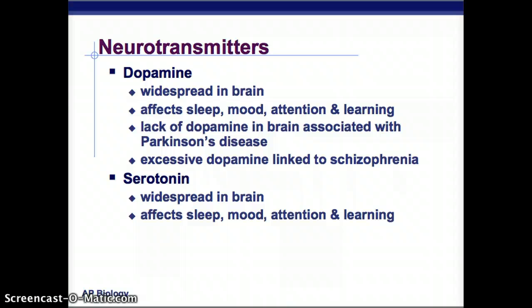Dopamine is widespread in the brain. It affects sleep, mood, attention, learning. If you don't have enough dopamine, then it could cause Parkinson's disease, and if you have too much dopamine, it could be that you have schizophrenia. There's also serotonin, which is widespread in the brain, and it also affects sleep, mood, attention, and learning.